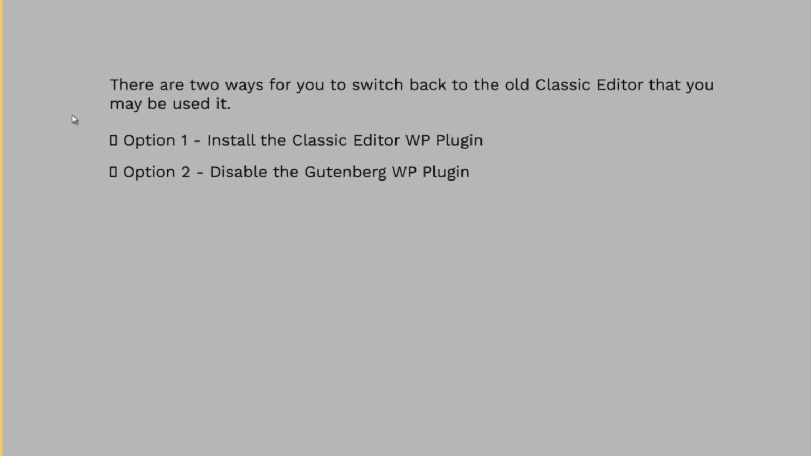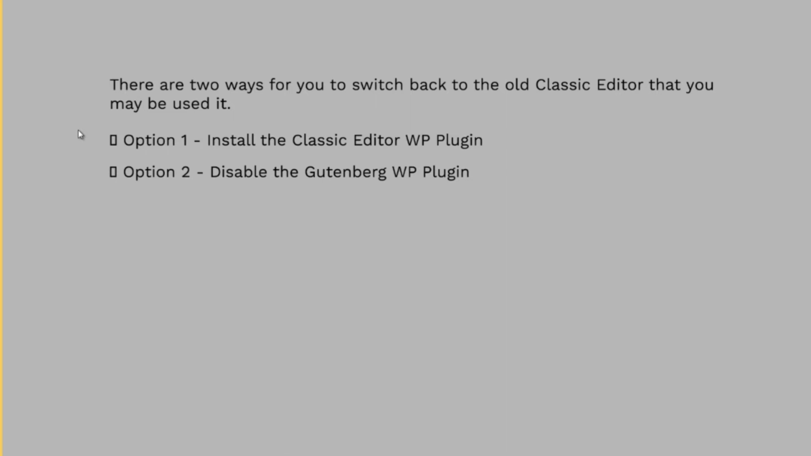Now, bear in mind that option 1 is what most of you are going to implement. Option 2, the reason why I included this was because some of your clients or some websites that might be outdated, that haven't been updated, may be utilizing the Gutenberg WordPress plugin. But nowadays, all of the WordPress updates include the Gutenberg editor built into it. So if that's the case, you will need to use option 1. Option 2 is very obvious. If somebody installed the Gutenberg WordPress plugin, they would simply need to disable it.